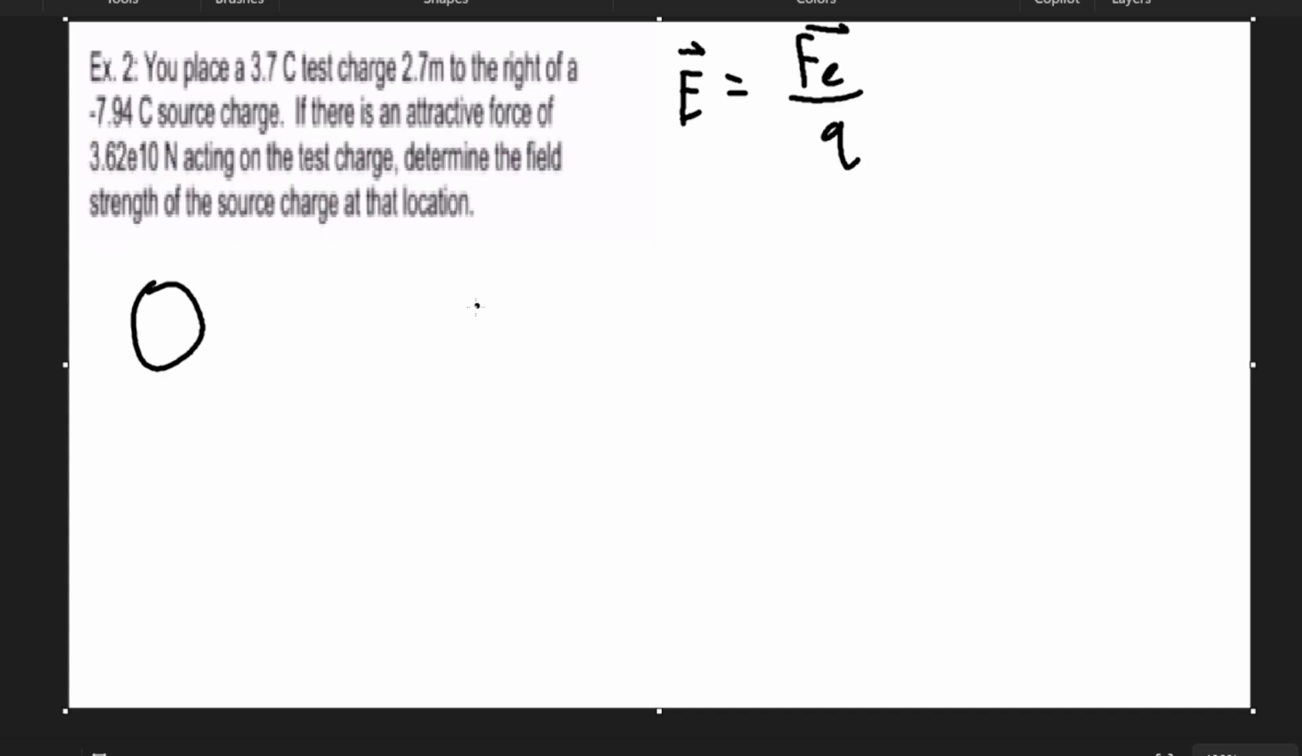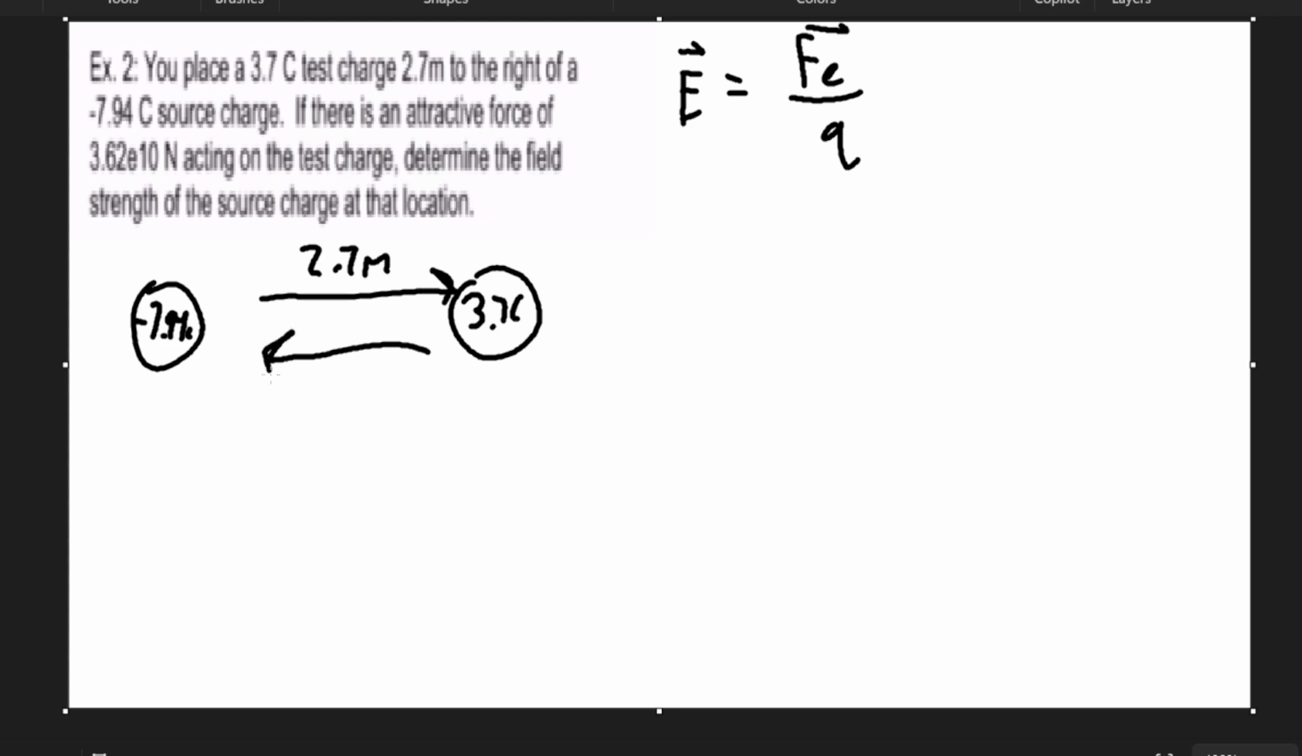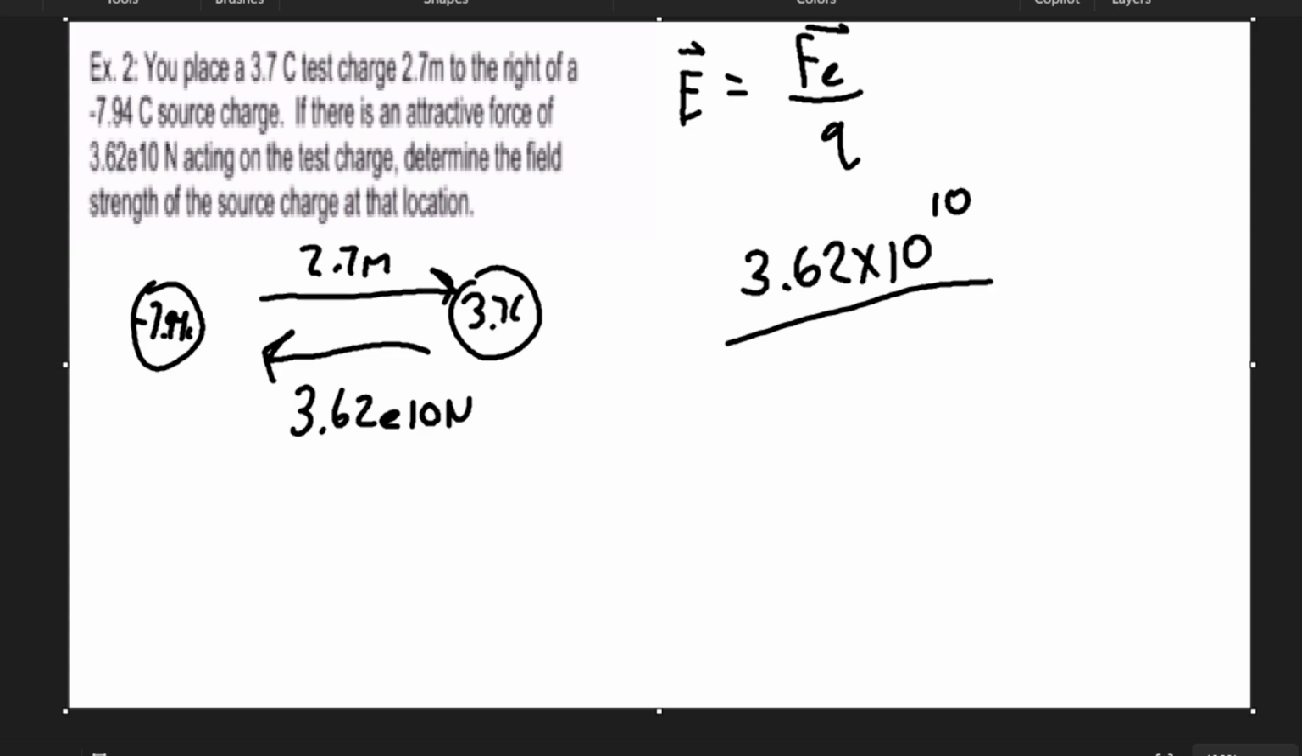So let's just draw this out. This is 3.7 coulombs. It's to the right by 2.7 meters. And it's being attracted to it, which is 3.62 E10 newtons. Okay, so we already know what Fe is. Just plug that in, divided by the charge. And for Q, we use what's being affected by it, what's inside the field, not what's producing the field.